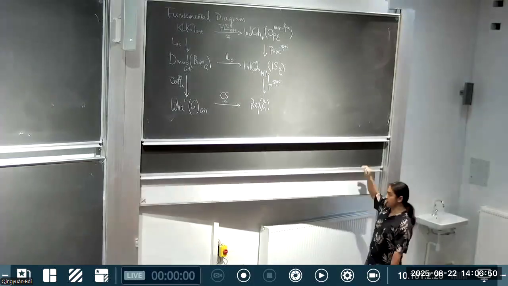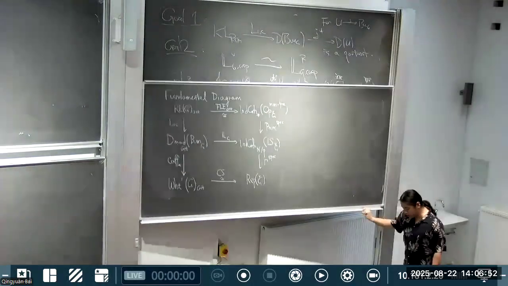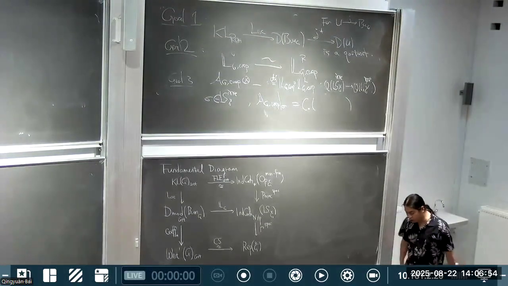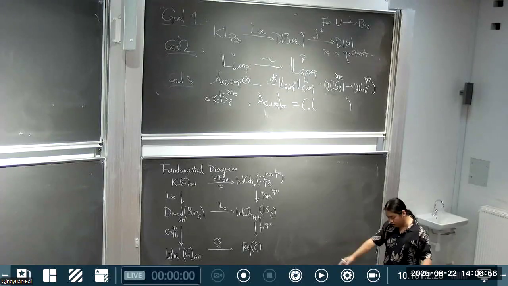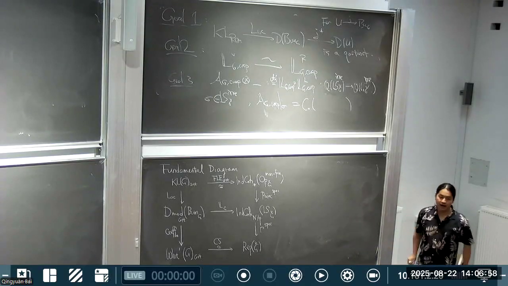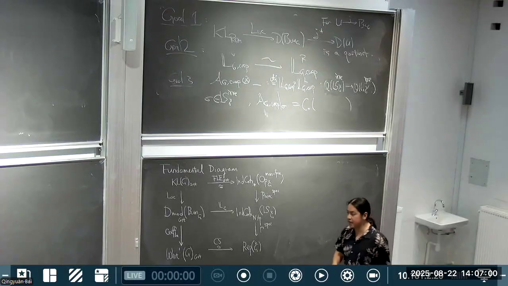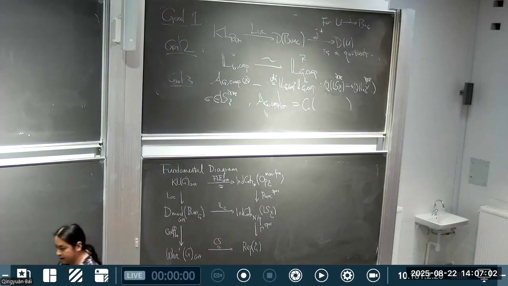In particular, its homology degree is greater or equal to 0. Sorry, smaller or equal to 0. And Kevin will use that property to deduce something. So these are our goals. And I think I have 85 minutes for that.